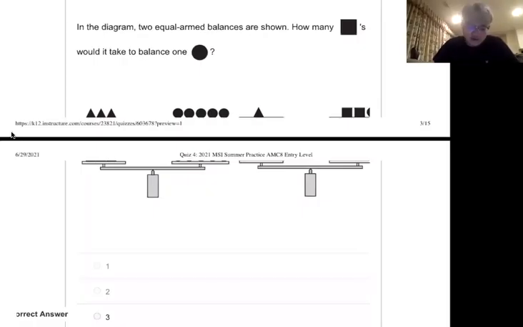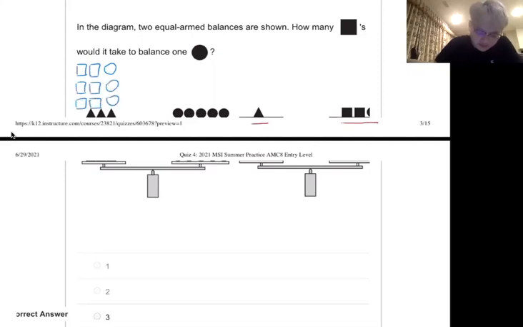Question number 4. In the diagram, 2 equal-armed balances are shown. How many squares would it take to balance one circle? Looking at the picture, we know that one triangle will balance out 2 squares and 1 circle. So, in the first picture, we have 3 triangles on the left side. If one triangle equals 2 squares and 1 circle, 3 triangles will equal 6 squares and 3 circles.